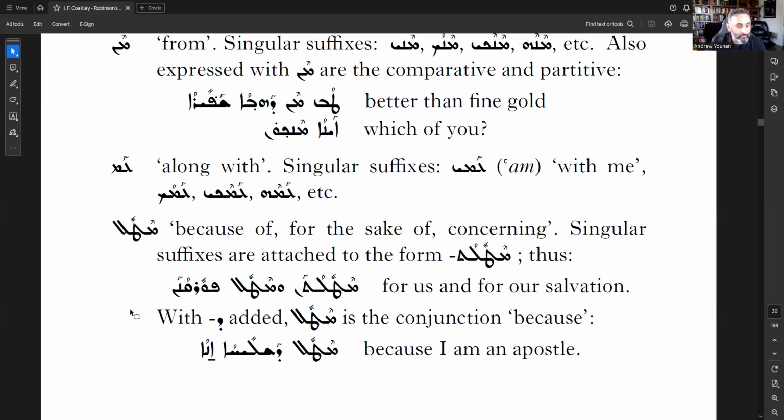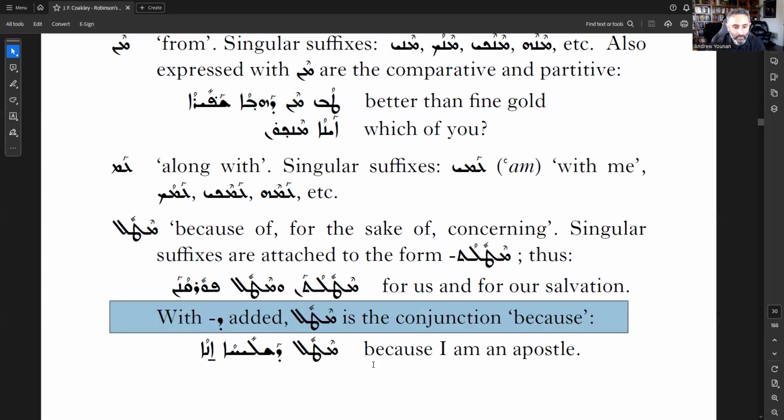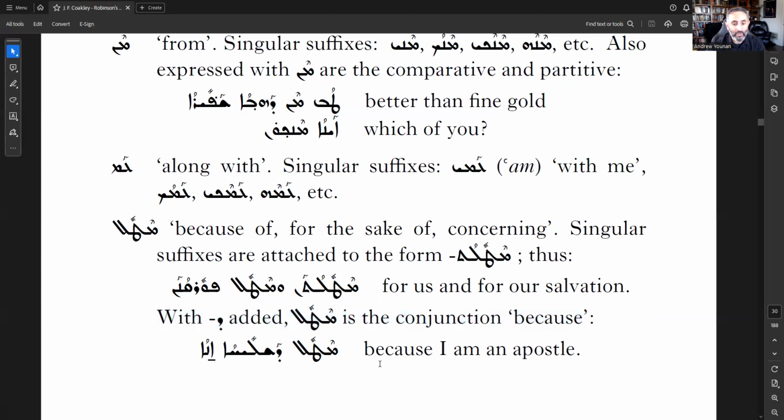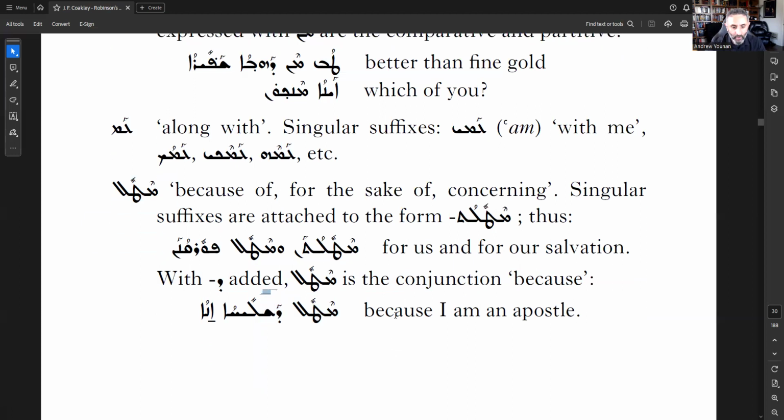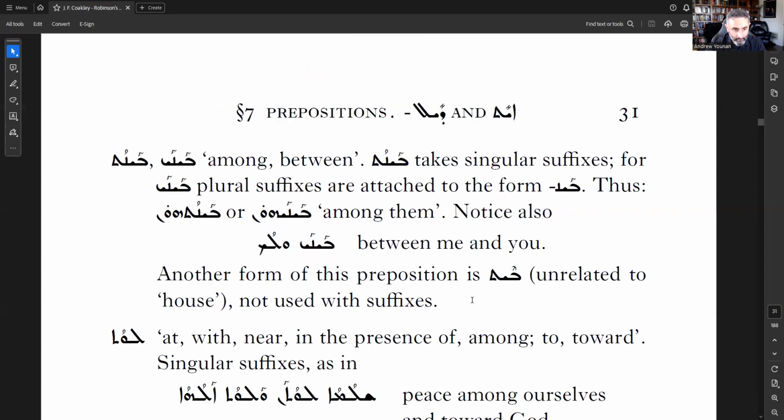With deleth, this is very important too. With deleth added, muttul is the conjunction because. Muttul dashlihana, because I am an apostle. So muttal means because of, because of the fact that. Maybe that's what delath is. Okay, another important use of muttal.